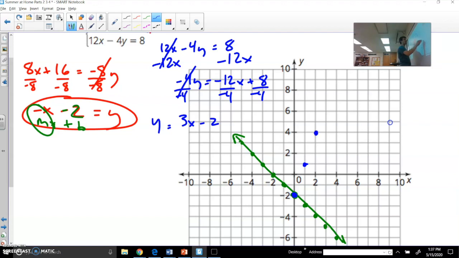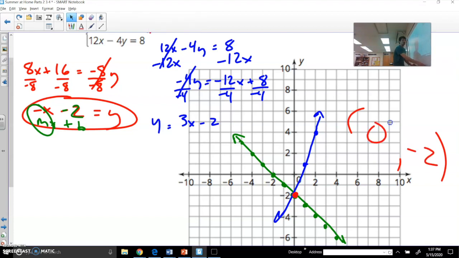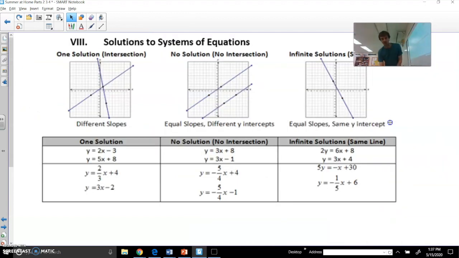One goes up 3 over 1, while the other one is going down 1 over 1. And so we want to locate that point where they cross, where x is 0 and y is -2. That represents the solution to that system of equations. Now, they don't always have to cross exactly at one point.